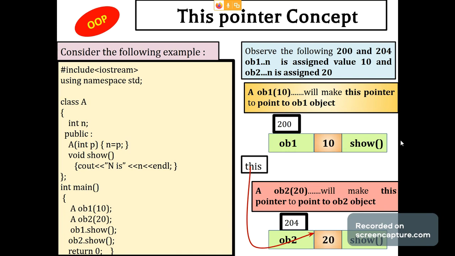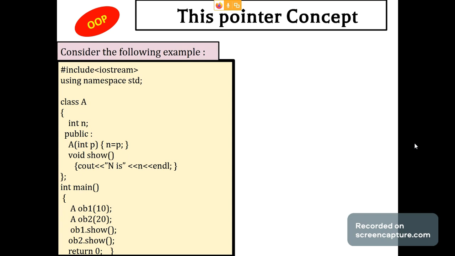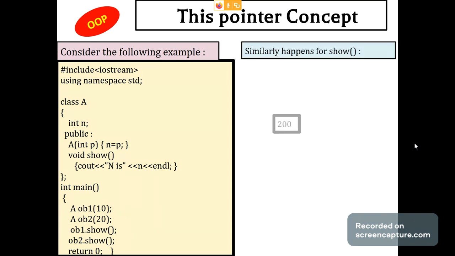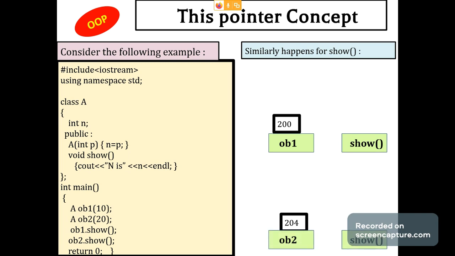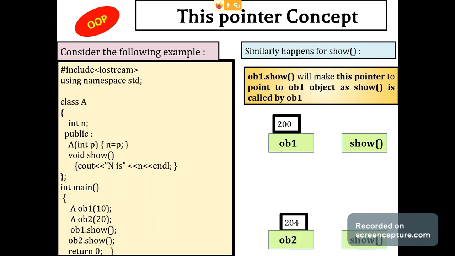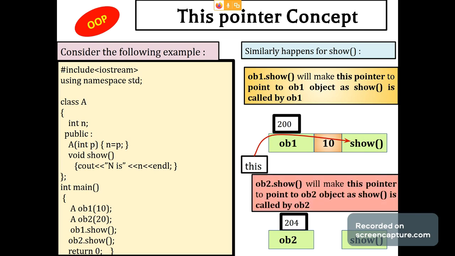Similarly, in the show function, when I'm writing ob1 dot show and ob2 dot show, this pointer will first point to ob1's show function, and then after ob2 dot show it will remove its pointer from ob1, assign its pointer to ob2, and display the value of ob2. So this happens with the show function also.